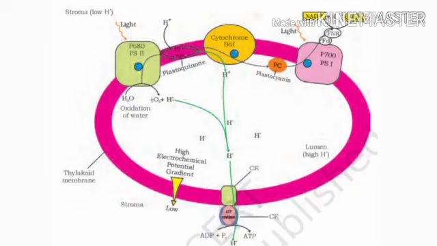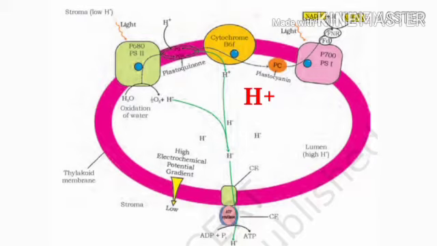In photophosphorylation, while splitting the water molecule in PS2 inside the thylakoid membrane, it will release hydrogen ions inside the thylakoid membrane. This will increase the hydrogen ion concentration inside the thylakoid membrane. This is the first process. Next, when the electron passes through the electron transport system from PS2 to PS1, it will transport a hydrogen ion from the stroma to inside the thylakoid membrane.